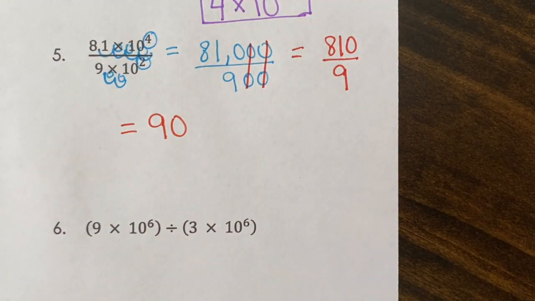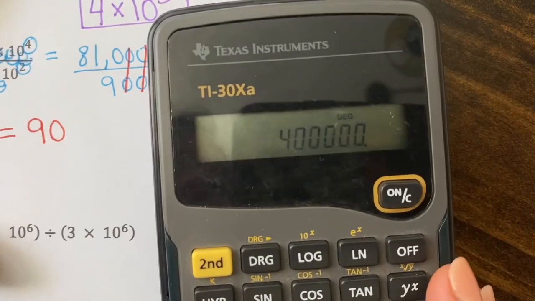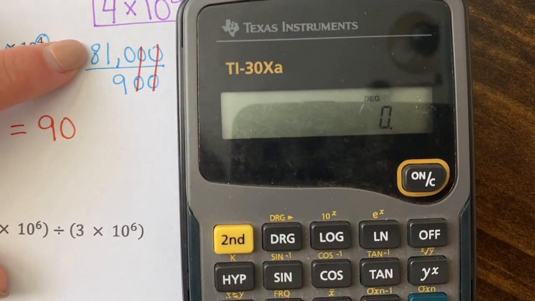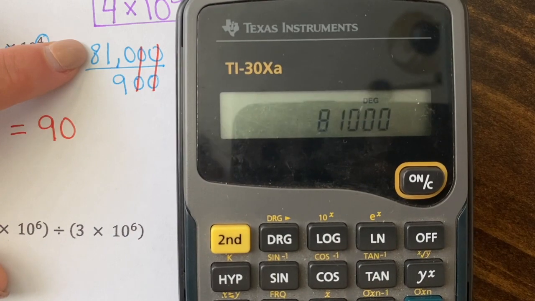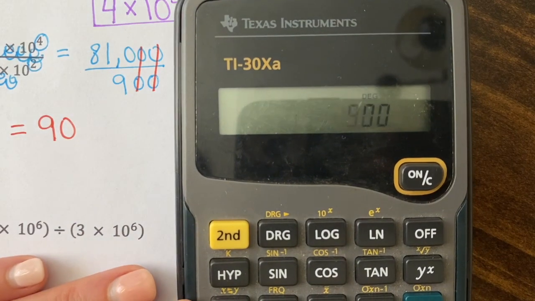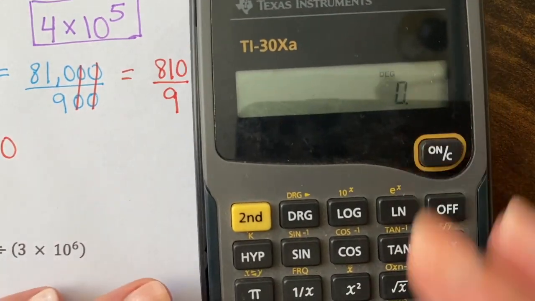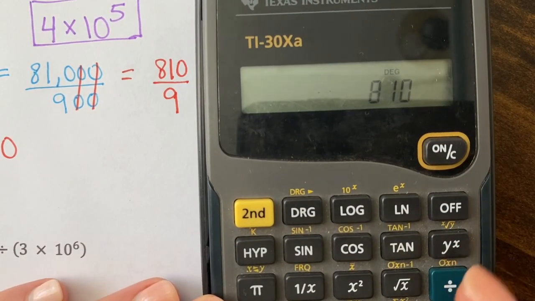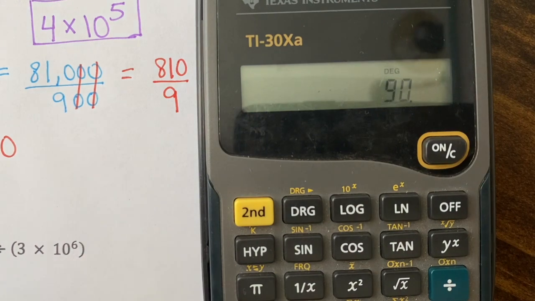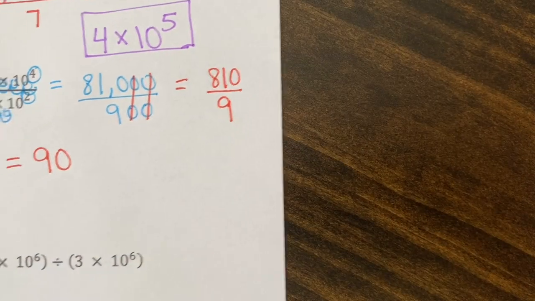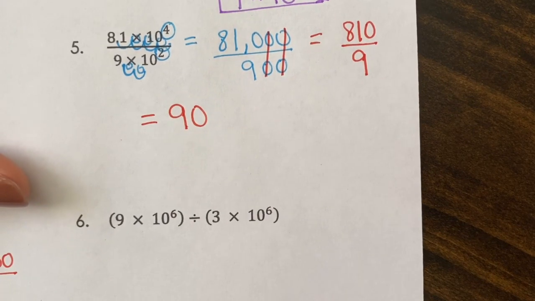All right. You can use your calculator. So I'm going to start with 81,000 divided by 900. You get 90. If you want to do the little trick and shorten your problem, you have 810 divided by 9, and you get 90. It doesn't matter how you do it. You're going to get 90 either way. All right, so your answer is 90.